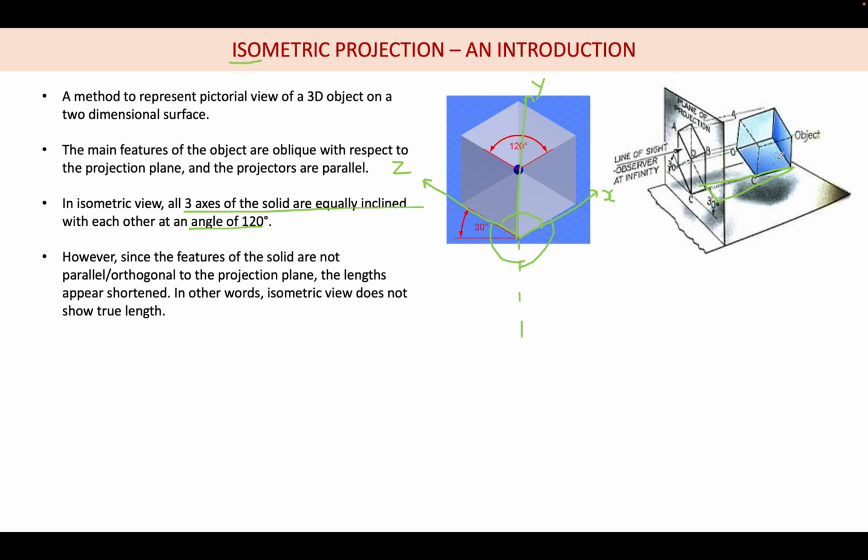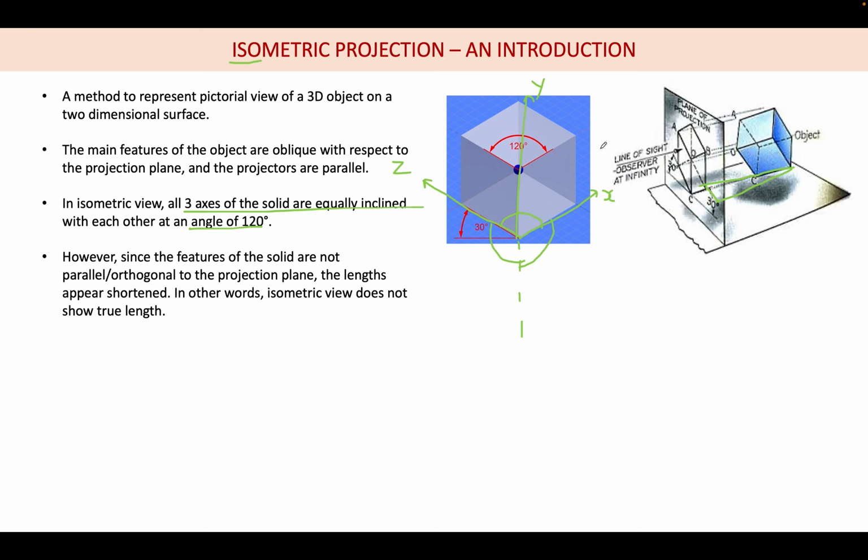Even though the axes are equally inclined to each other, we are able to get the 3D representation. In orthographic we always have a 2D representation, which means one view at a time is only 2D. But in isometric you are able to show the depth also. So the length, breadth and depth, all three, you are able to show in a single view. That is one advantage.